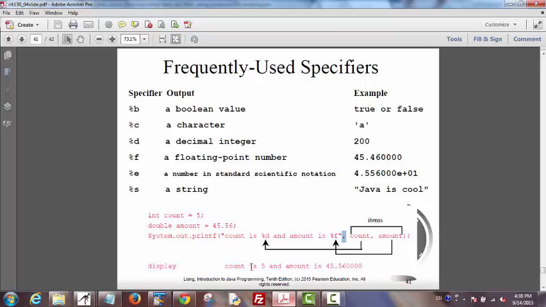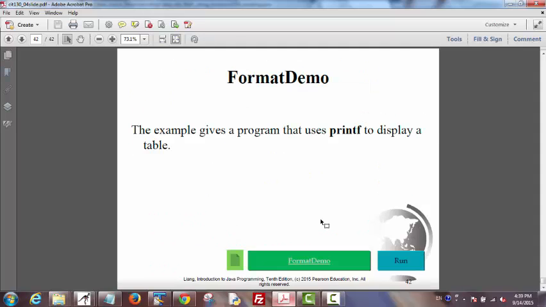So what's going to happen is count is %d, so it's going to look at the variable count, which is 5. And amount is %f, which is 45.56. Now remember, if you say %.2f, it's just going to give you 45.56. If you say %.1f, it's going to be 45.6 because it's going to round it up. They have a nice program under this format demo. I'm hoping that you all already know how to get access to these sample files.